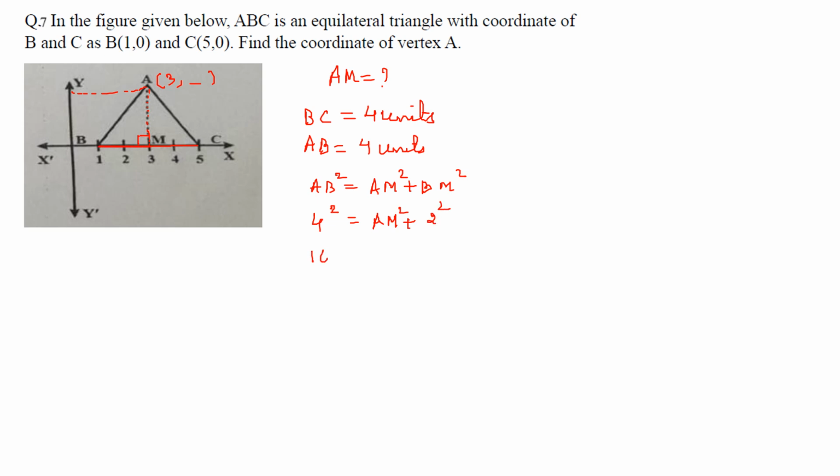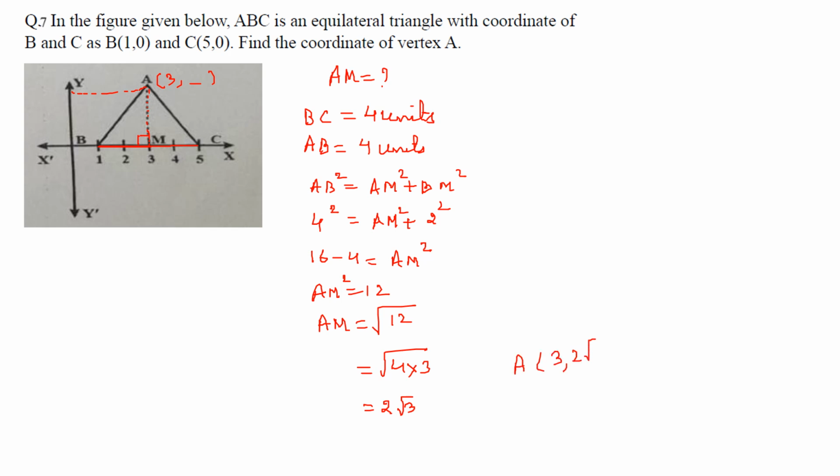So 16 minus 4 is equal to AM square. So AM square is 16 minus 4, which will give me 12. So the measure of AM is root of 12. So we can write it as 4 into 3, and the square root of 4 is 2. So 2 will come out. So it is 2 root 3. So the coordinate of A will be (3, 2 root 3), because the AM distance is 2 root 3. So this is the coordinate of the vertex A. Okay, now moving to the next question.